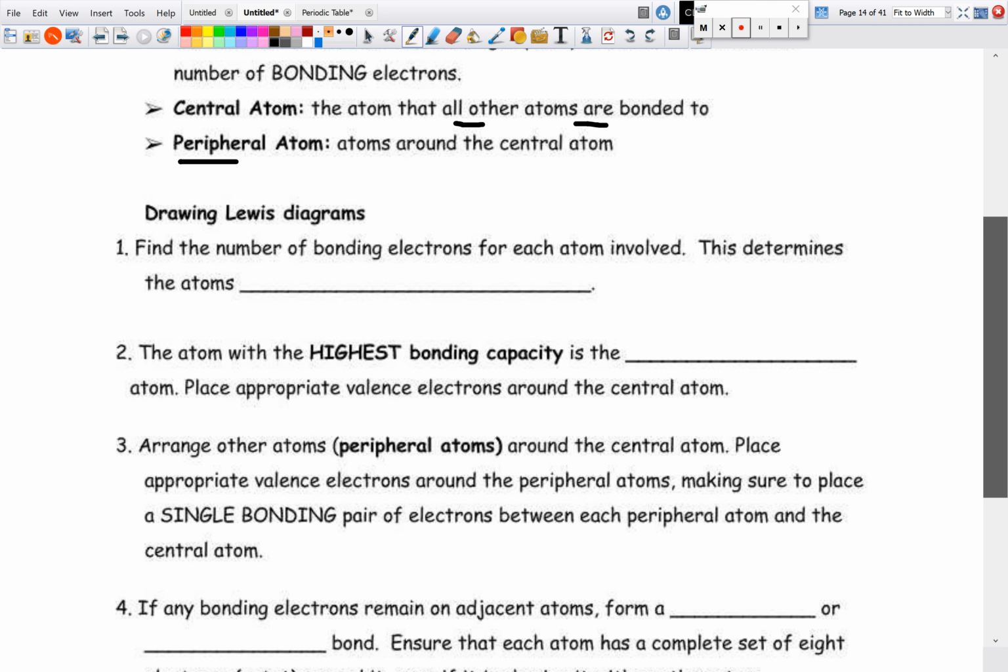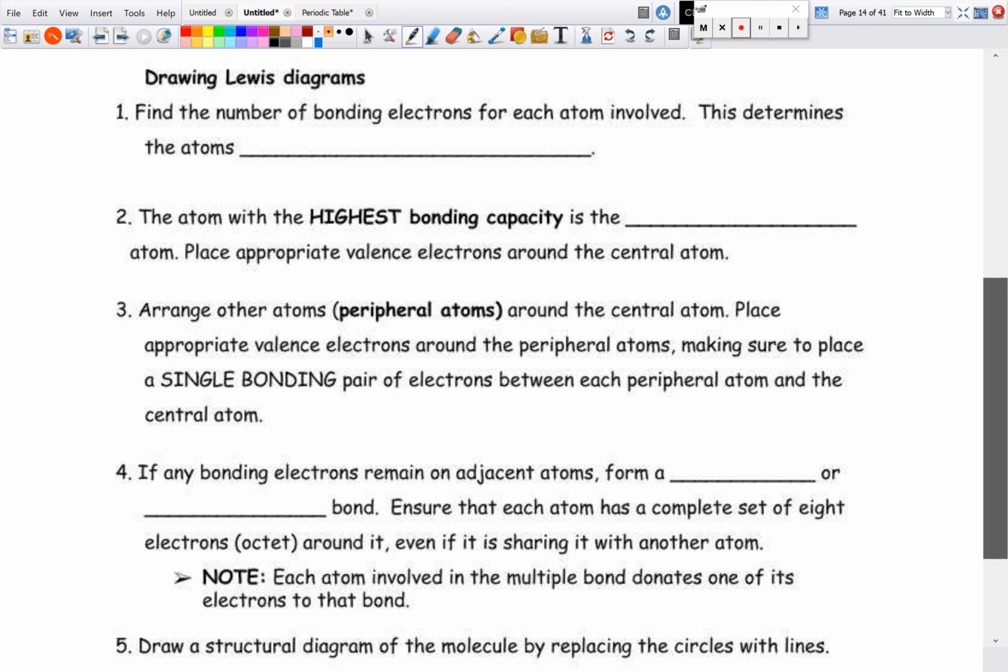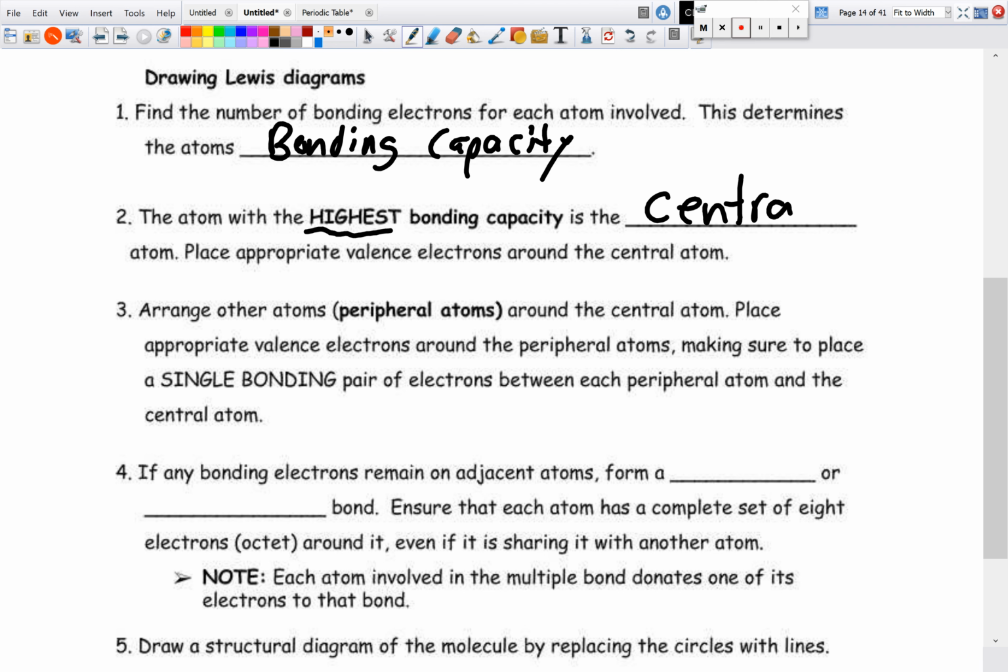Now, let's look at our rules for drawing our Lewis structures, and then we'll get into actually drawing them. So, first of all, we need to find the number of bonding electrons in each atom involved. This determines the bonding capacity. And that'll be important because when we go down to step 2, the atom with the highest bonding capacity is the central atom. And we're going to place it right in the middle with the appropriate valence electrons around that central atom.